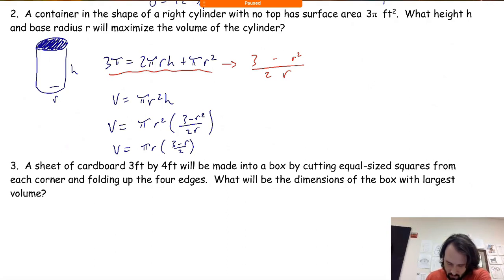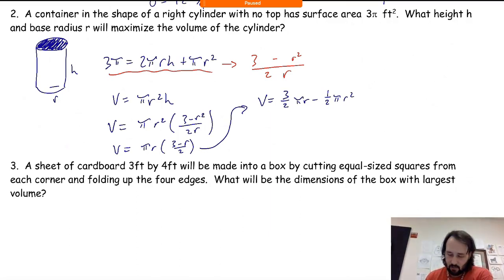So I want to keep simplifying. Might as well, I'm going to be doing the derivative anyways. So v is 3/2 pi r. Nope, just pi r. And then minus 1/2 pi r squared. Right.